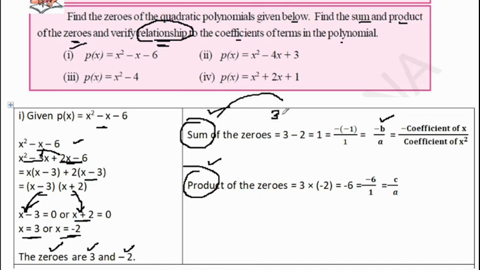Sum means 3 plus minus 2. These are the two zeros. So 3 plus minus 2 is 3 minus 2, which is 1. Minus of minus 1 by 1. Minus of minus 1 is plus 1. 1 by 1 is nothing but 1 itself.